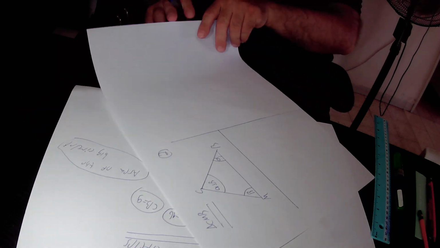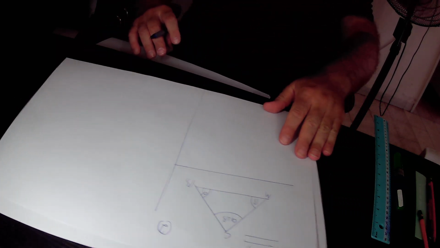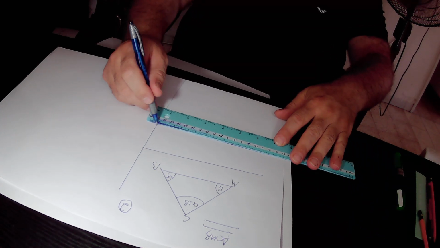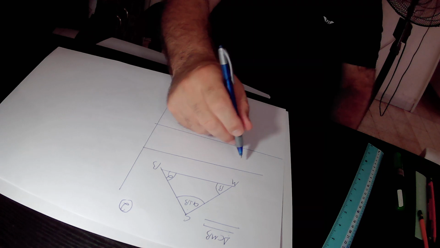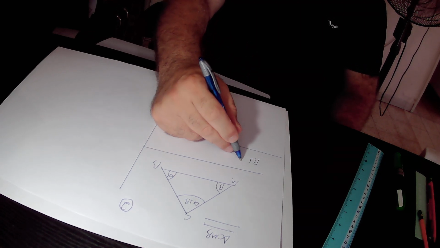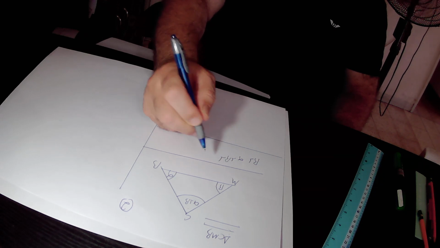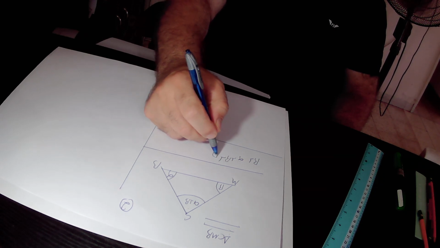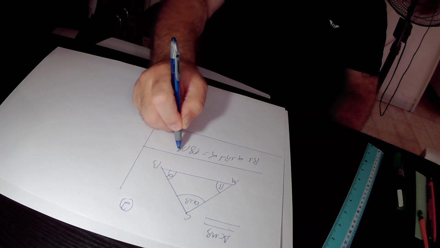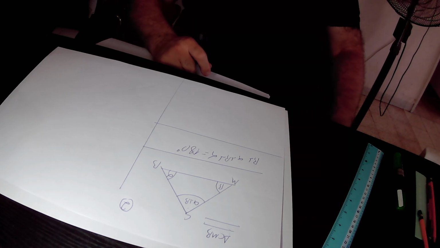Okay, so in triangle CMB, the sum of its angles must be equal to 180 degrees. So actually, this is angle beta, plus this is angle alpha plus beta, plus this is angle alpha. In total, they must be equal to 180 degrees according to the rule that I mentioned, that the sum of the angles in any triangle is equal to 180 degrees.